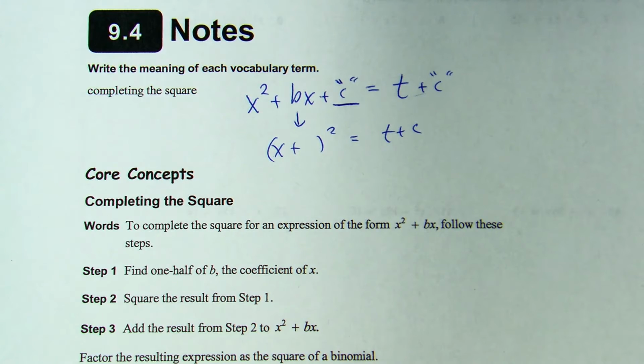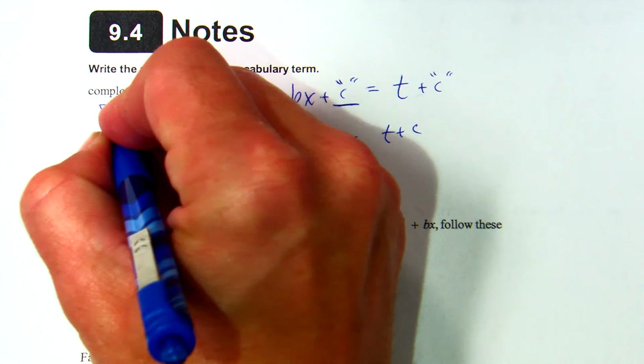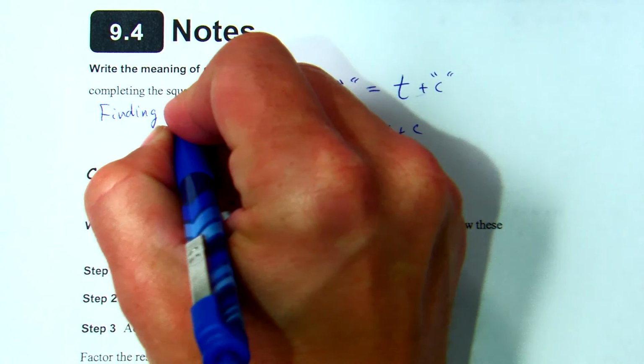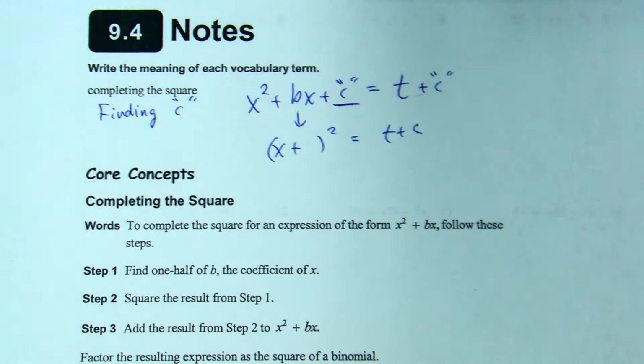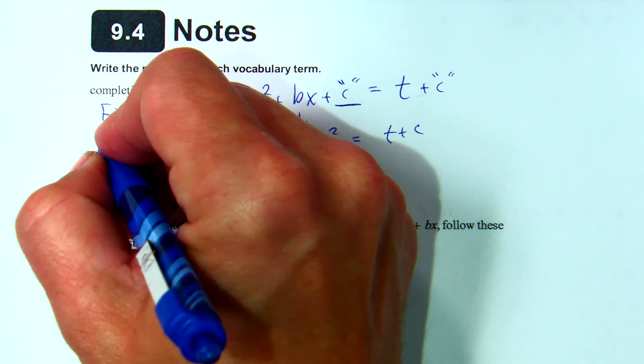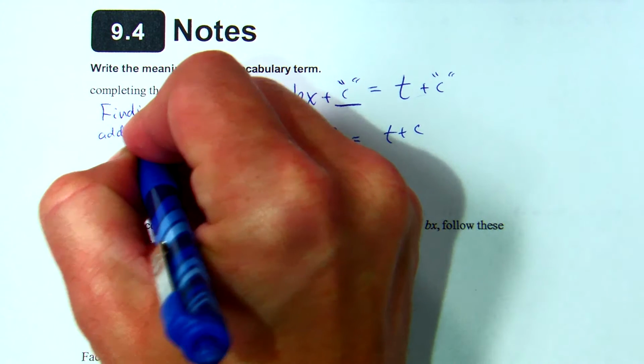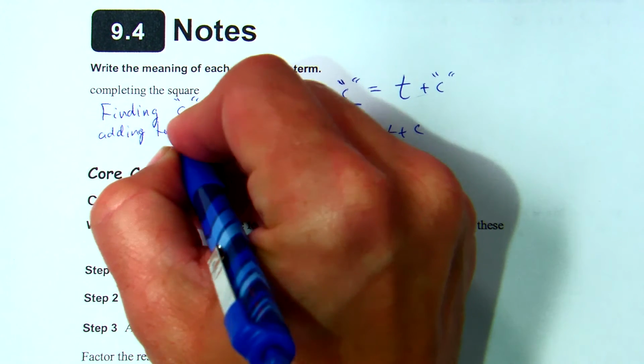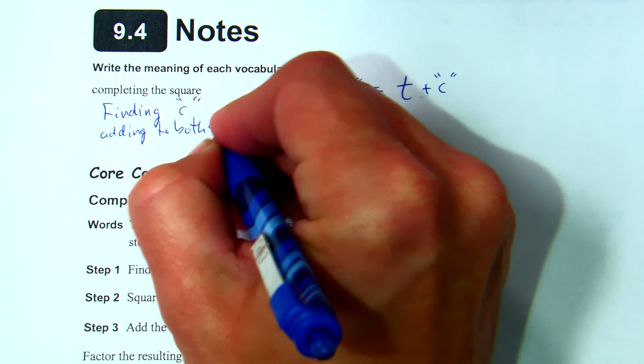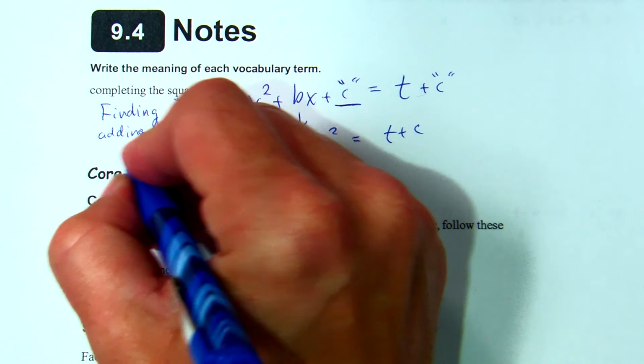So completing the square is just finding c, adding to both sides, and then solving.